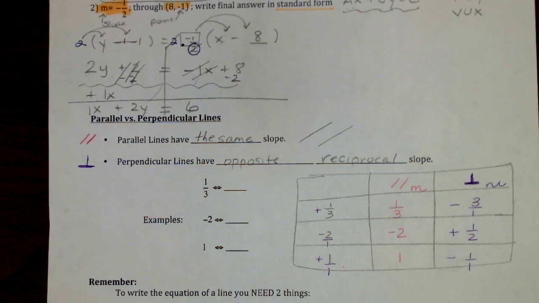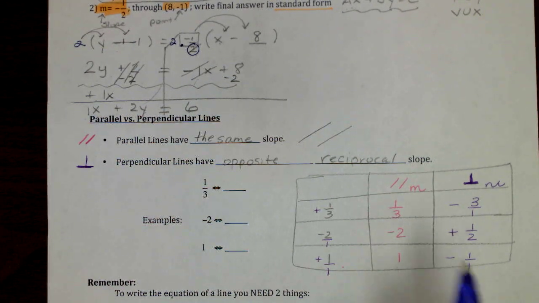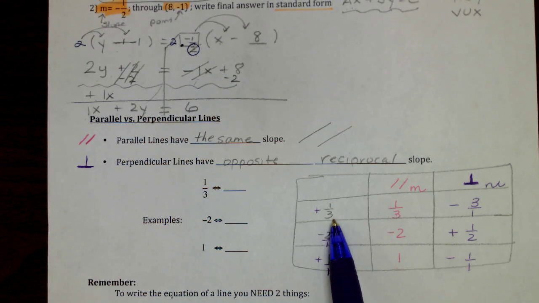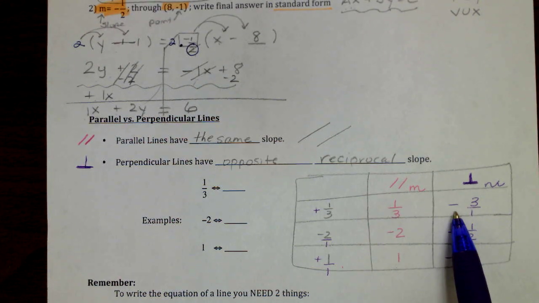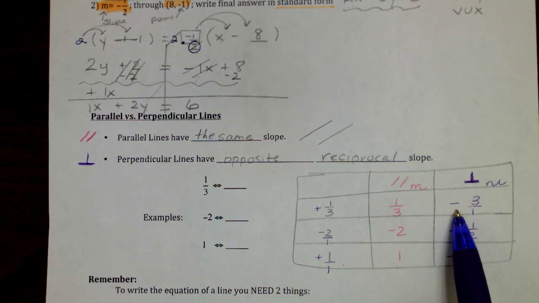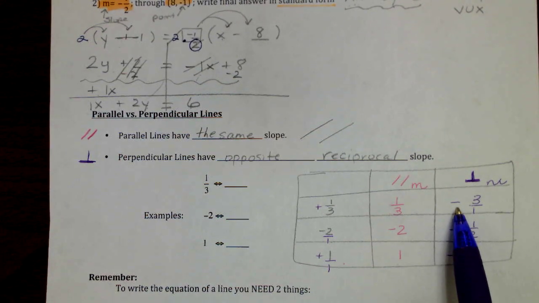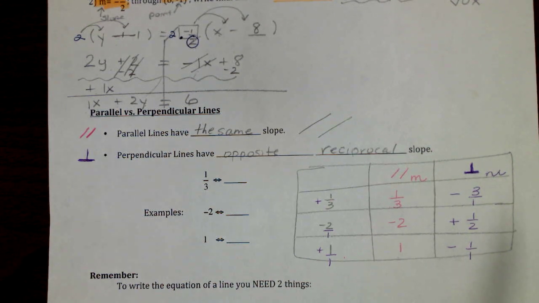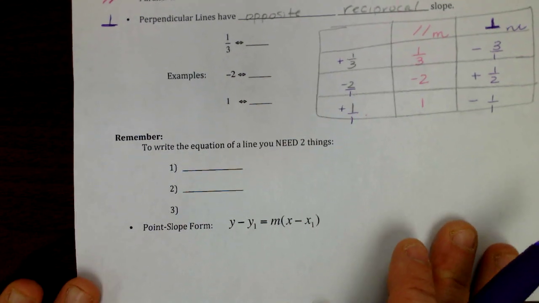Right? So we can answer questions. If someone says to you, what is the perpendicular slope to 1/3? The answer is -3/1. Flip the sign, flip the fraction over. Both of those have to happen for perpendicular. Parallel is easy peasy. It's exactly the same. Okay? All right, so let's move down here to the bottom.